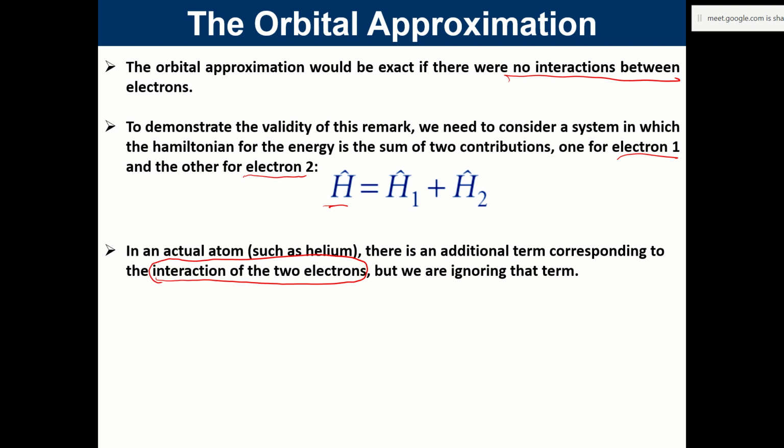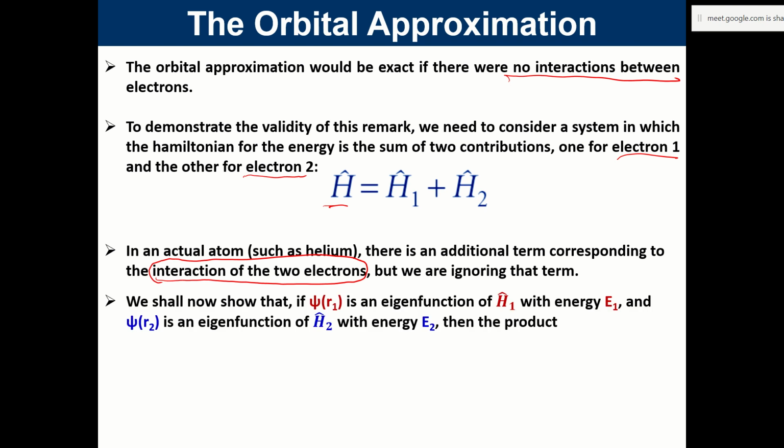So up to this it is simple. We are considering each electron separately, and then writing its Hamiltonian, and writing its wave function as psi r1, which is an eigenfunction of h1 and gives you energy E1. In a similar fashion, for electron number 2, the wave function will be psi r2, which will be an eigenfunction of Hamiltonian h2, and the energy that we get when we solve it will be represented by E2.